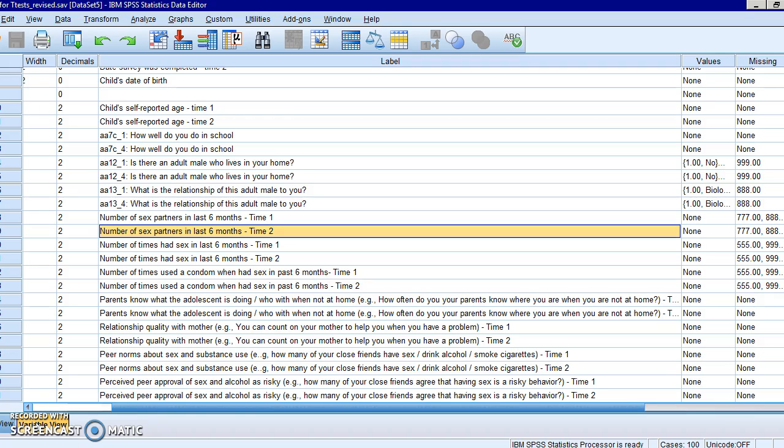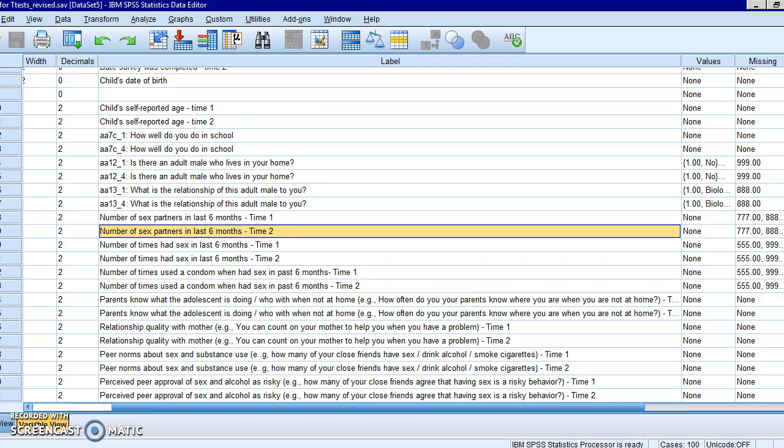When we say related groups, that could be something that happened at time 1 and time 2, such as an intervention, or it can be twins. If you're comparing twins, they're related. Siblings and things of that nature. Two groups that are related.